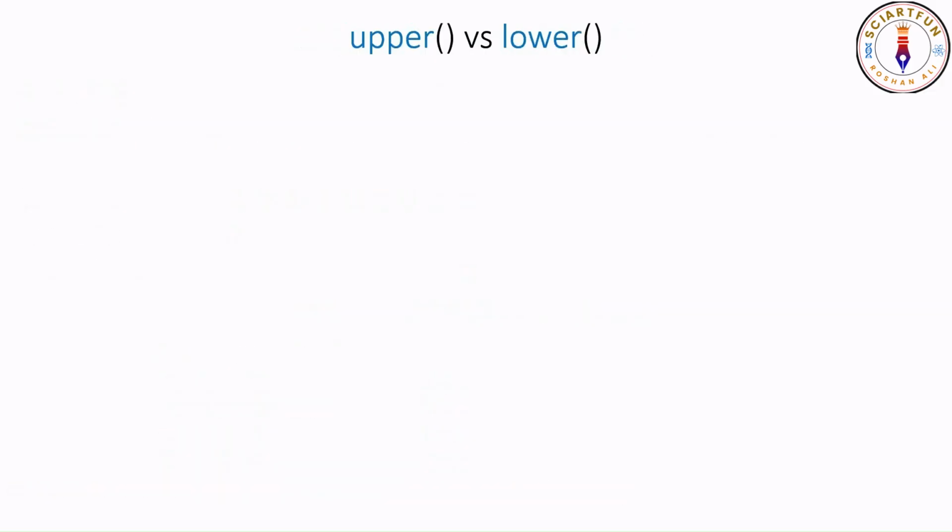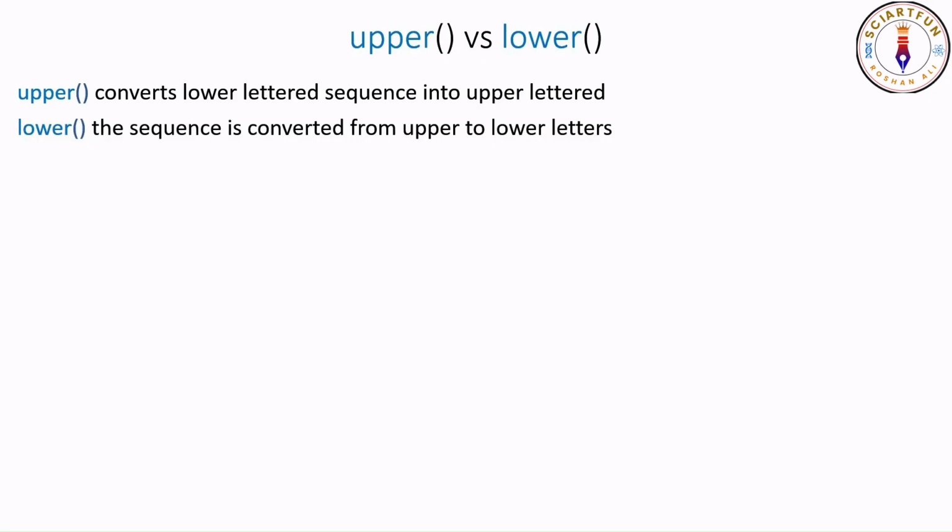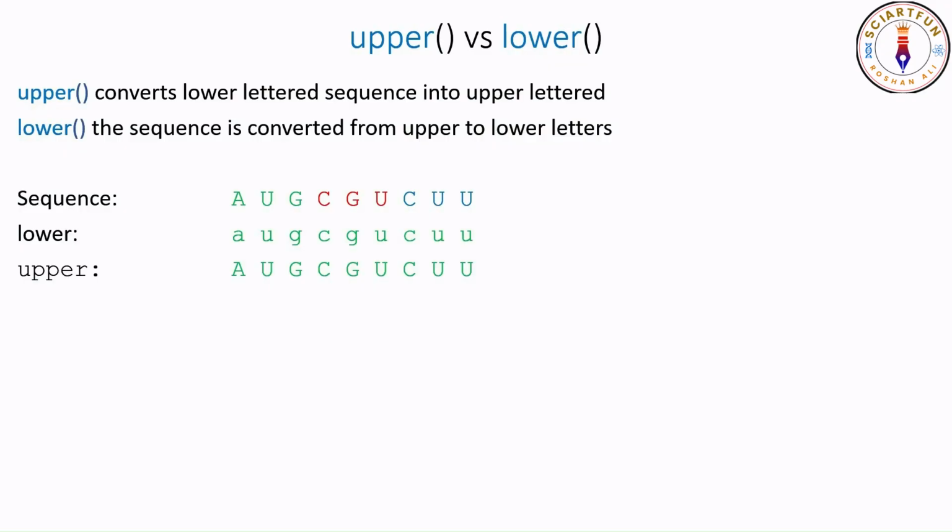If you want to convert a sequence of lowercase letters to uppercase, then use the upper method. The lower method does the reverse. It simply converts uppercase letters of the sequence to lowercase letters. Here is the step-by-step process.